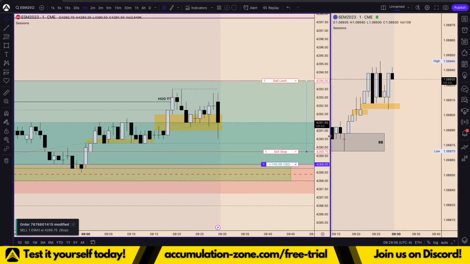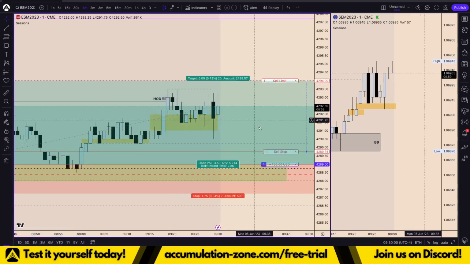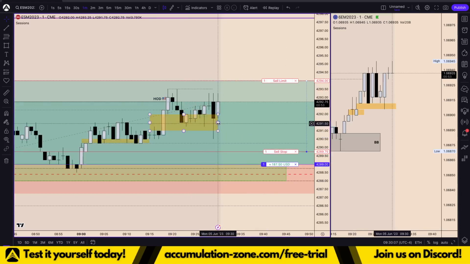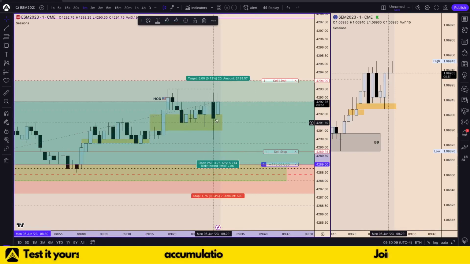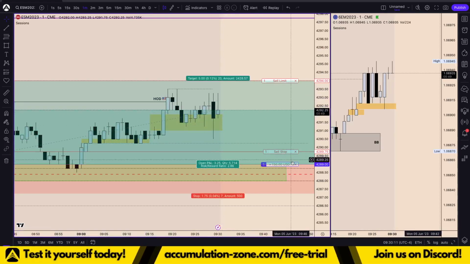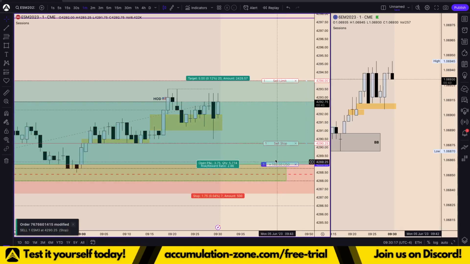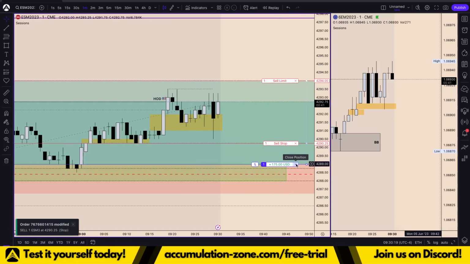Market is about to open up in the next minute. Let's see. Come on, hit our take profit target. Come on. Nice rejection wick. Market open could be volatile. $175.